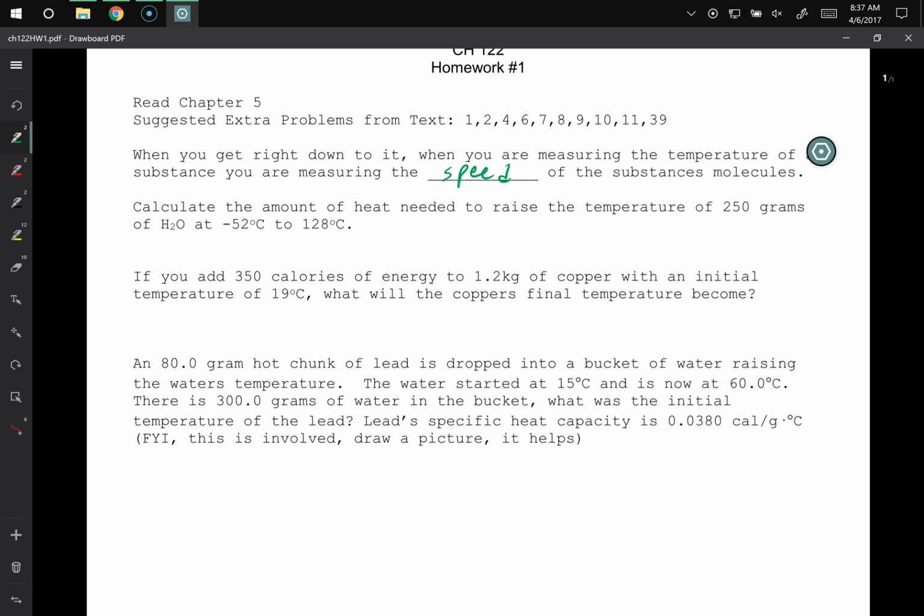Okay, so I want to calculate the amount of heat needed to raise the temperature of 250 grams of water. I didn't put it on here, but I just assumed you guys would look it up. And the C, the specific heat for that, is 1 calorie per gram degrees C. Science for 52 degrees, which is 0.5.